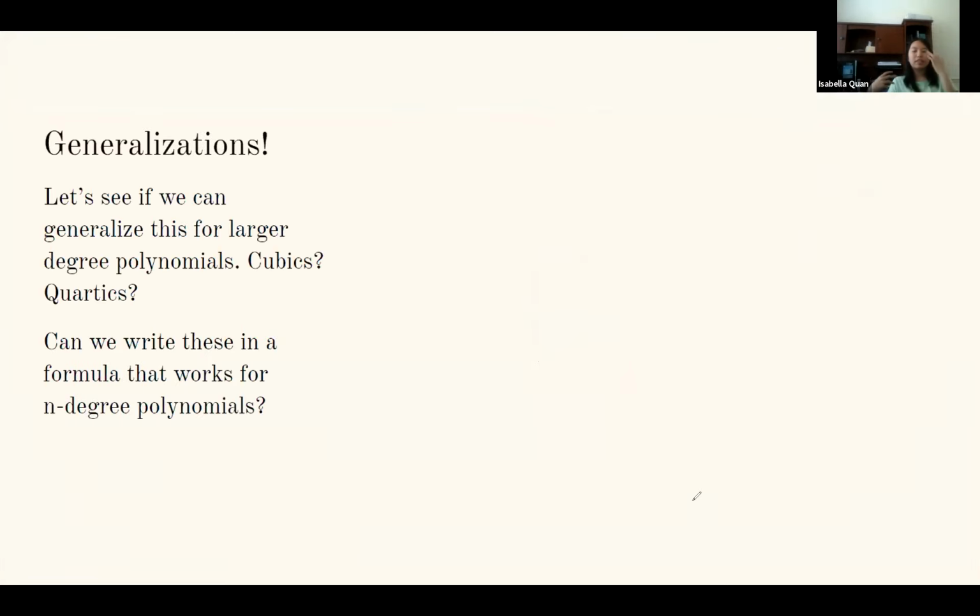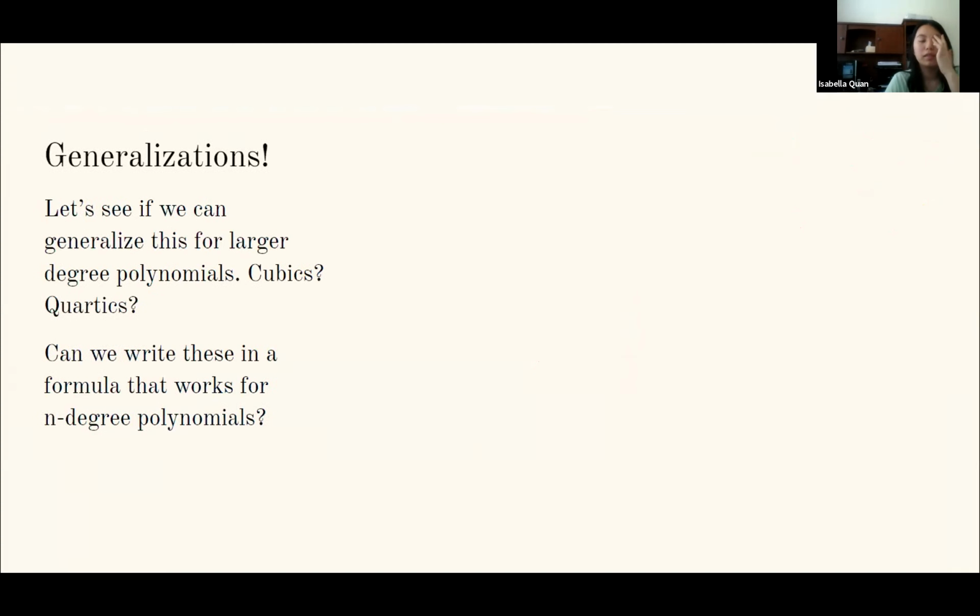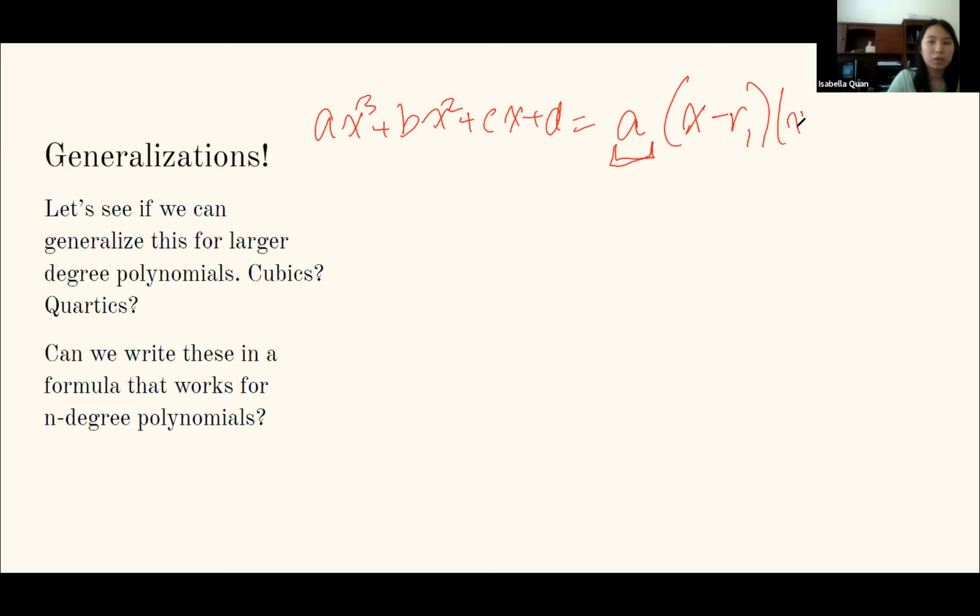Now let's try to generalize this for somewhat larger polynomials. This is where things start to get more complicated. Let's say cubics. For cubics, we have ax cubed plus bx squared plus cx plus d, and this is equal to a times (x minus r1)(x minus r2)(x minus r3). I forgot to mention, make sure you put the coefficient a on the outside of these, you don't want it interfering with any of the roots. Okay, what can we write from that?